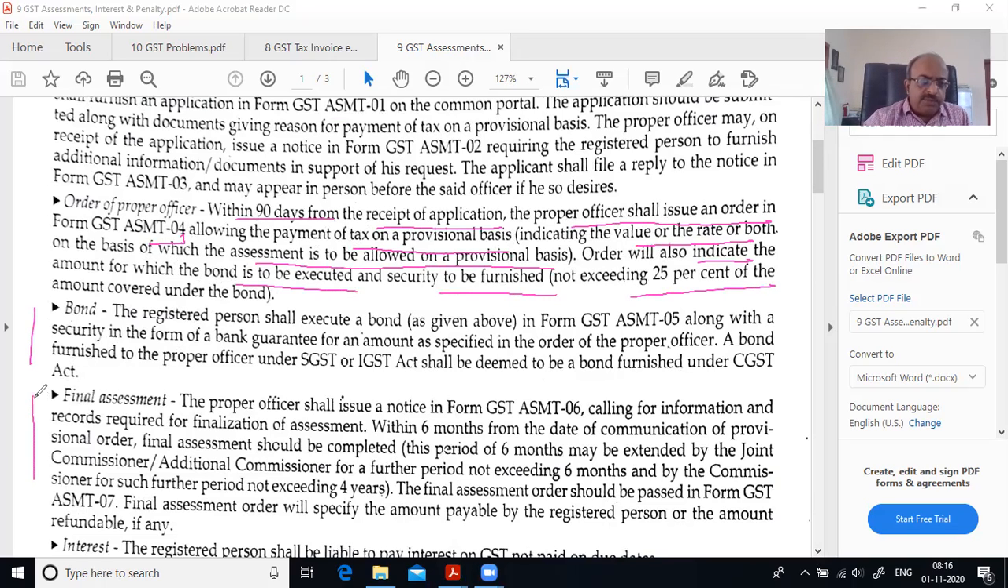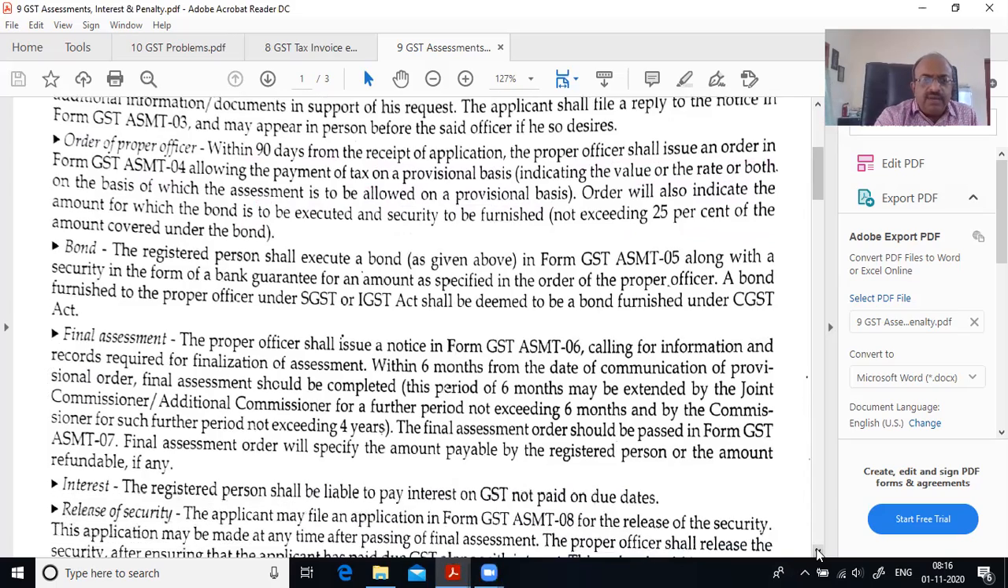Then the final assessment will come saying that this is how it has to be done, or whatever is the correct amount. Now you can understand, by reading itself we find it so difficult. So you can imagine how somebody can try and even do it. A layman cannot do it.